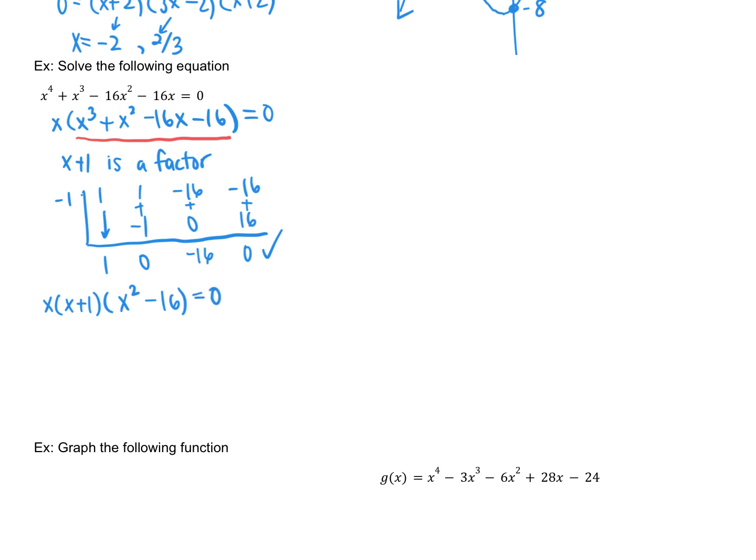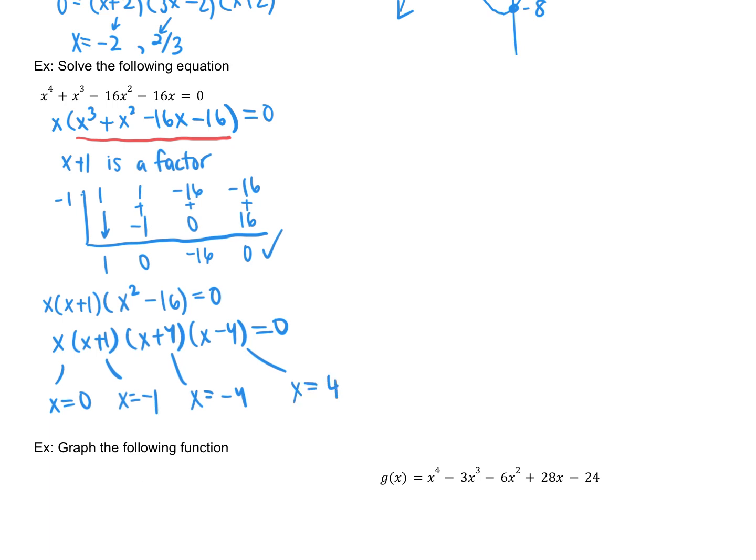And now when I look at this, the quadratic is just a difference of squares, so I'll factor that nicely. X plus 4, x minus 4, and now my solutions. X equals 0, x plus 1 equals 0, which means x equals -1. X plus 4 equals 0, which means x equals -4. And x minus 4 equals 0, which means x equals 4. And those are my solutions to this equation.